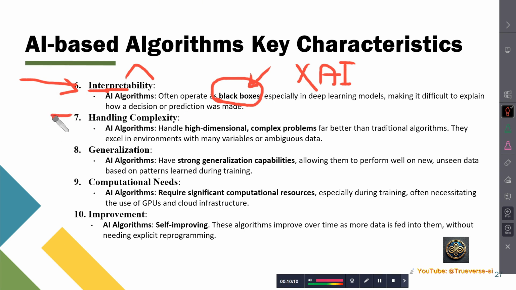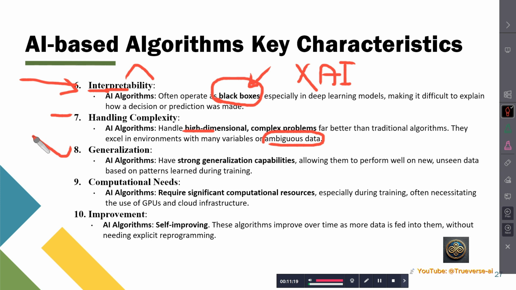Handling complexity. AI-based algorithms are far better equipped to handle high-dimensional complex problems compared to traditional algorithms, for sure. They excel in environments with many variables and ambiguous data, right? This is good, allowing us to manage multi-layer relationships that would overwhelm traditional approaches. If I give you an example, an AI system can process complex datasets in fields like genomics, autonomous driving, financial modeling, areas where relations between data points are not linear and difficult to discern without advanced algorithms.